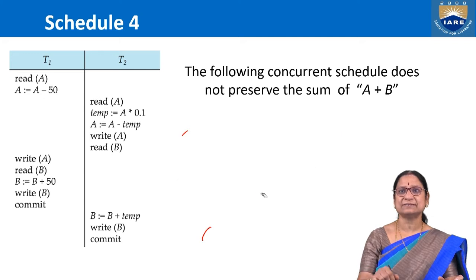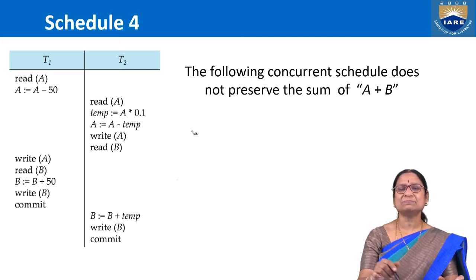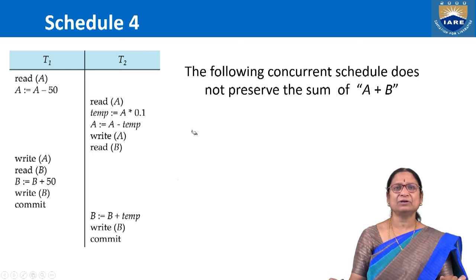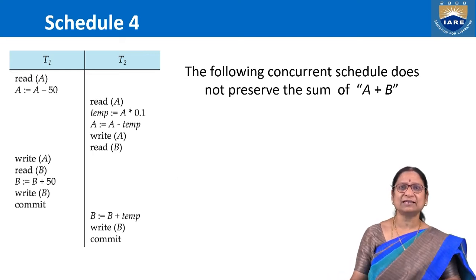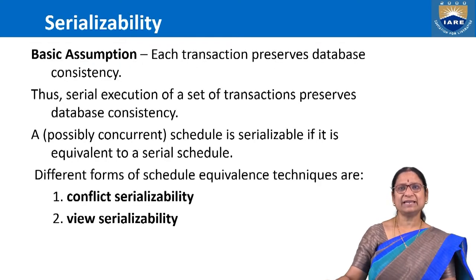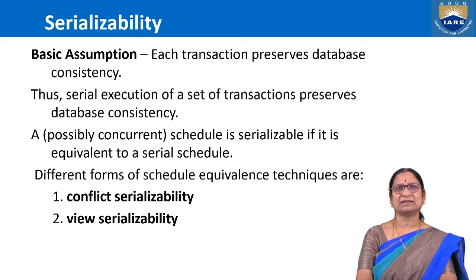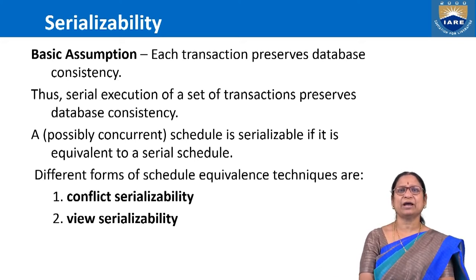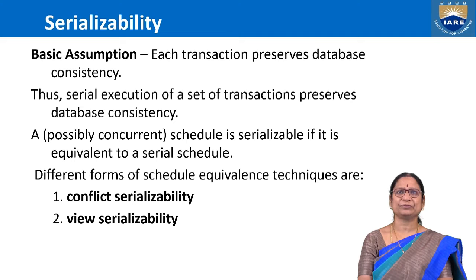In such cases, we have to check whether explicit constraints are satisfied or not, so that the consistent state can be checked. So that's why, wherever there is any interleaving of transactions, we have to consider whether those are serializable schedules or not. What is a serializable schedule? What is serializability?